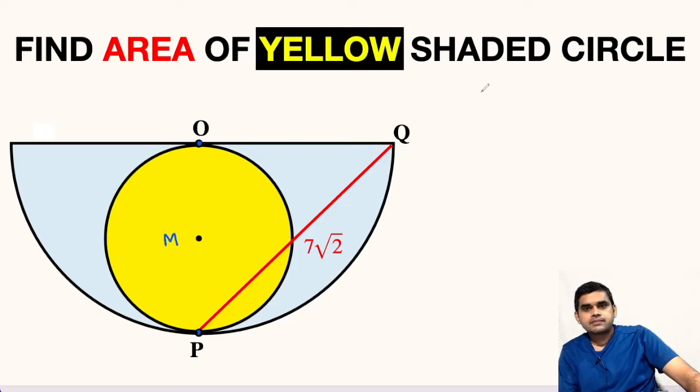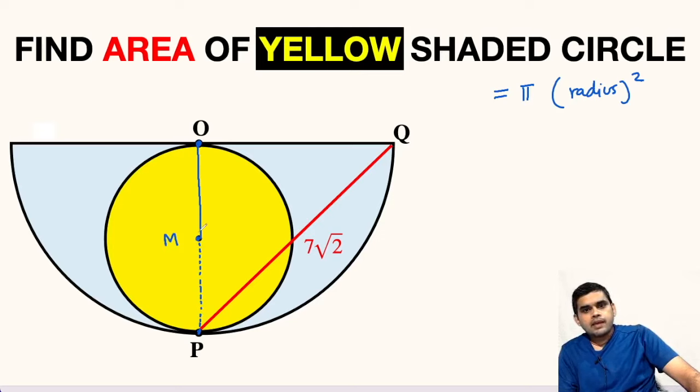So the area of any circle is given by the formula pi times the square of its radius. So if we are able to find the radius of this yellow circle, we can find its area. For that, let us do one construction here. So O is the center of this semicircle and M is the center of this circle. So if we join them and produce them, we are producing this OM up to point P.